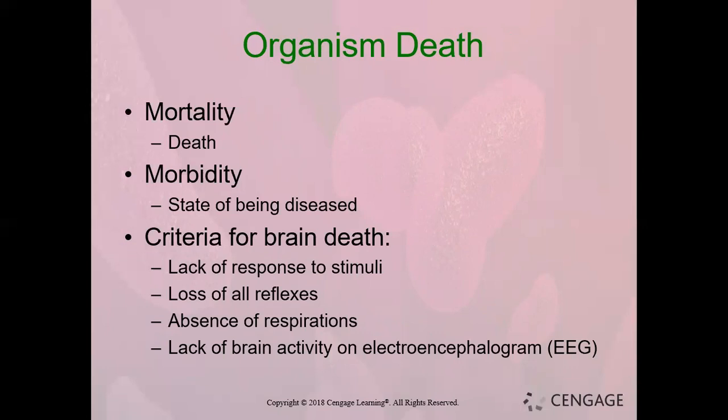All right, organism death. There's mortality, morbidity, and then this also talks about the criteria for brain death. They always will do an EEG to confirm brain death, but mortality is just death, and morbidity is the state of being diseased. What is the morbidity of that disease? How long does it last?